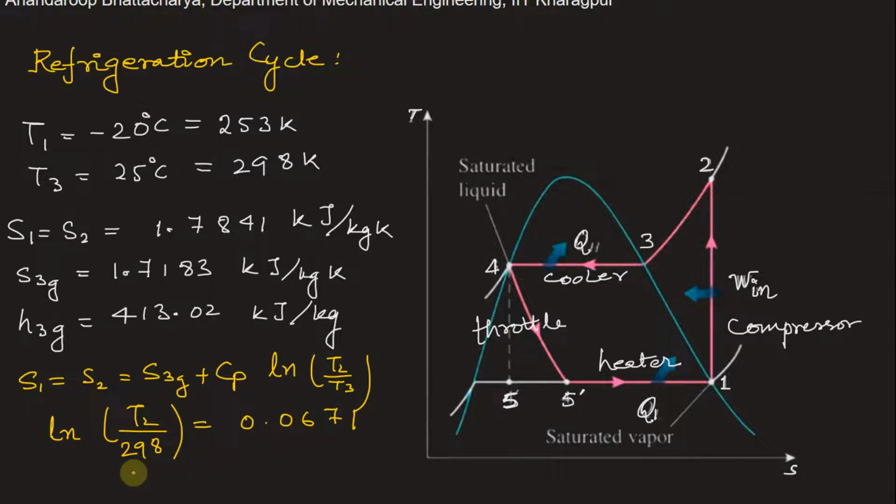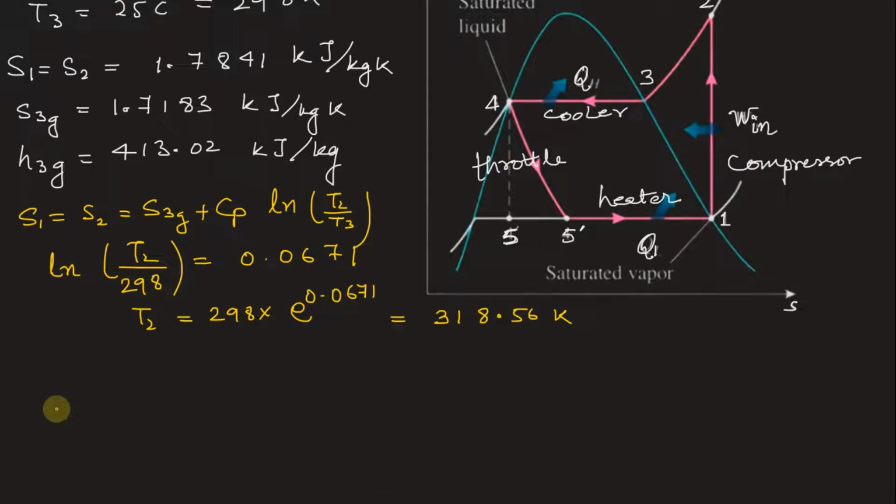0.0671. Now T2 will be equal to 298 multiplied by e to the power of 0.0671, and this value will be equal to 318.56 Kelvin. Okay, so we have got the value of T2. Now we will find H2.